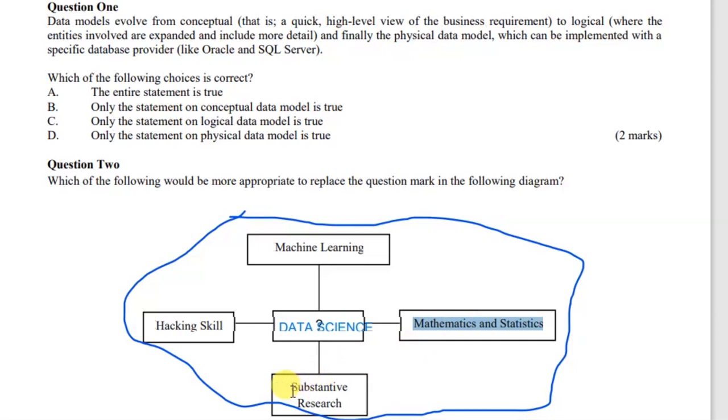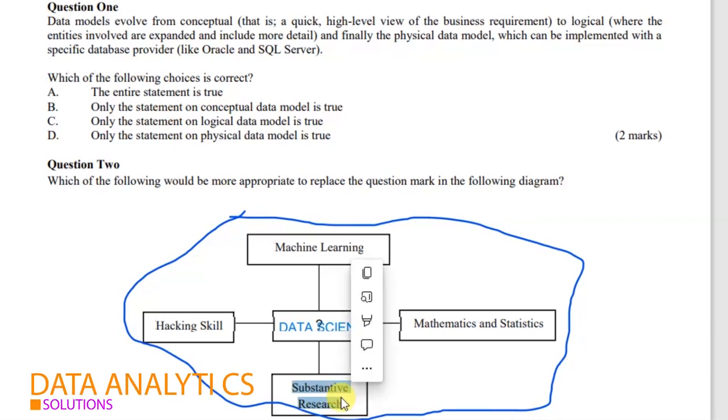There is also the field known as substantive research, which is also known as substantive knowledge. And this is the knowledge specific to the area where data science is applied. For example, if one is to apply data science in manufacturing or in finance or marketing, then one should have substantive knowledge in such fields or domains. In fact, substantive research can also be referred to as domain knowledge.